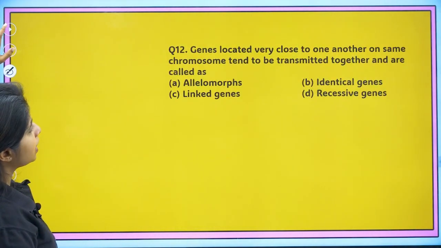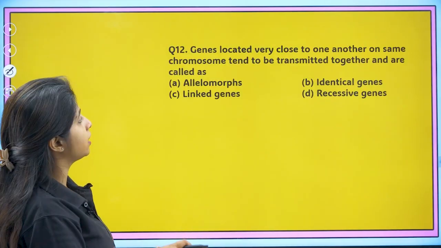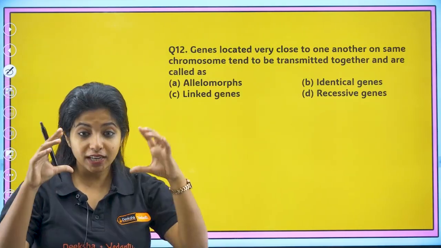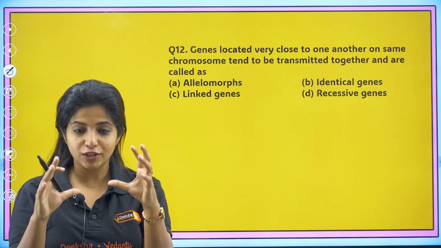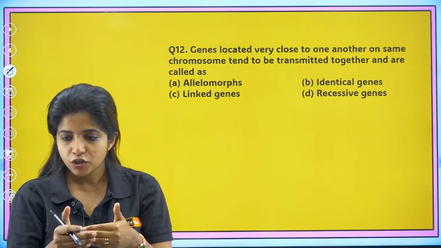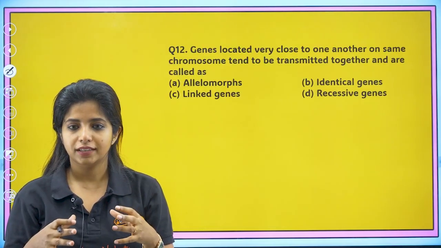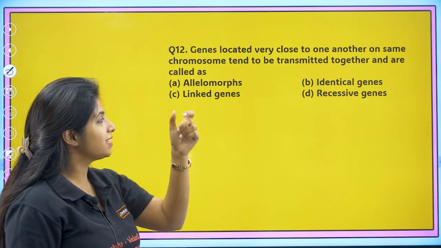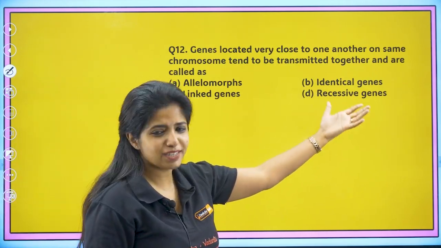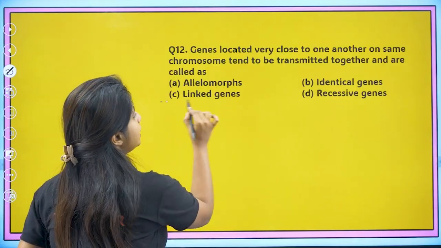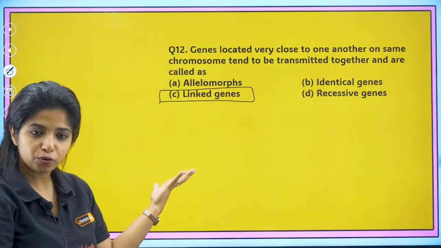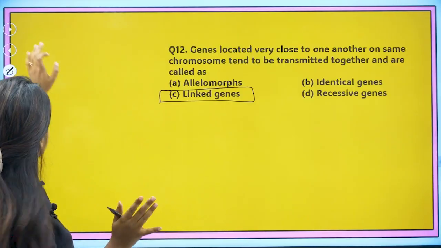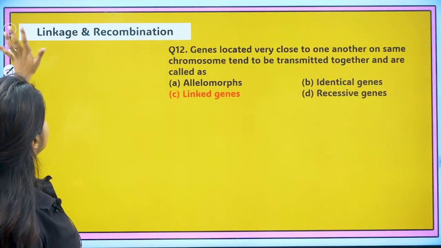Let's go ahead. Now, genes located very close to one another on the same chromosome tend to be transmitted together. Genes which are very close to each other are transmitted together. So what does it show? What do you call them? I already told you, first question, remember? Is it allelomorphs, identical genes, recessive genes? No. It would be linked genes. Many terms might be new to you, but you don't need to be concerned about them as well. It would be linked genes, and again, this is coming from your linkage and recombination.